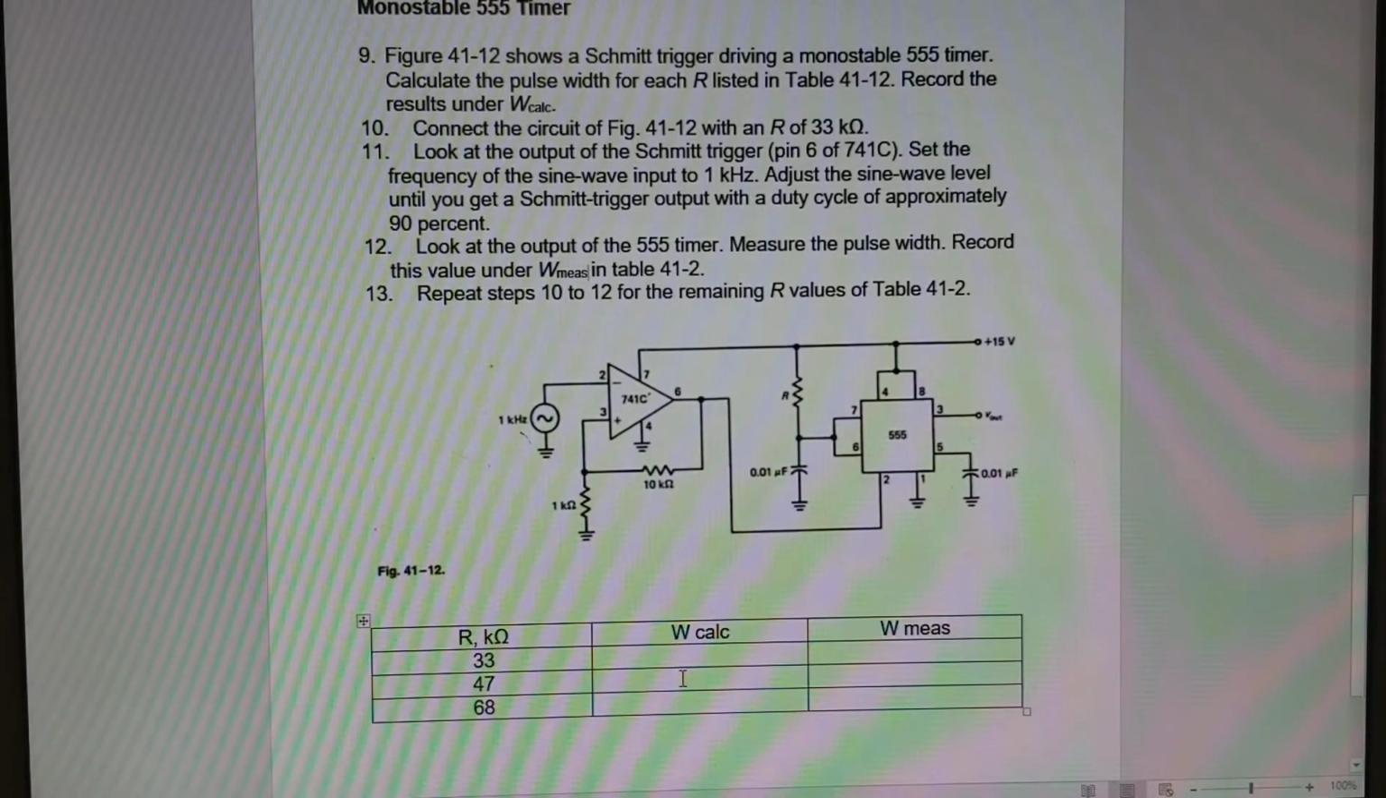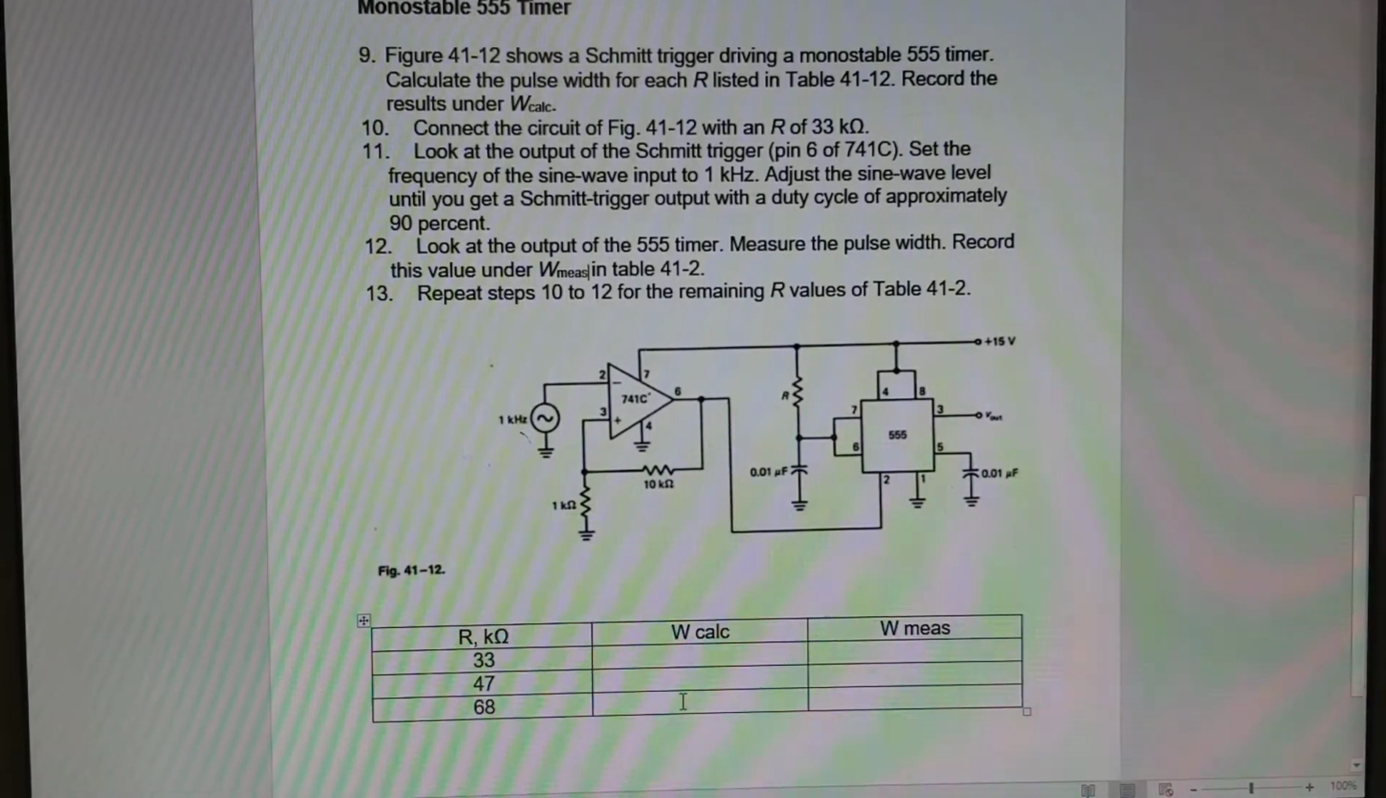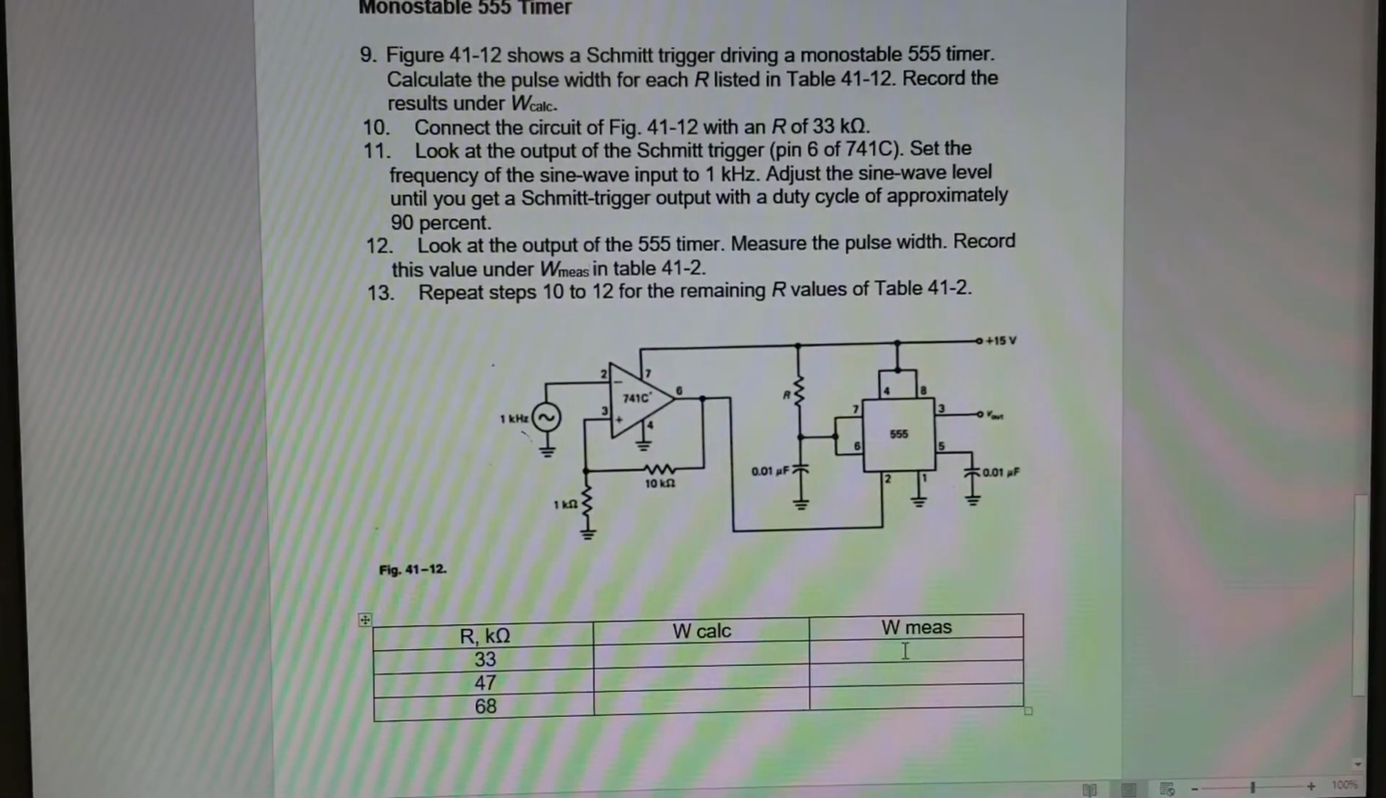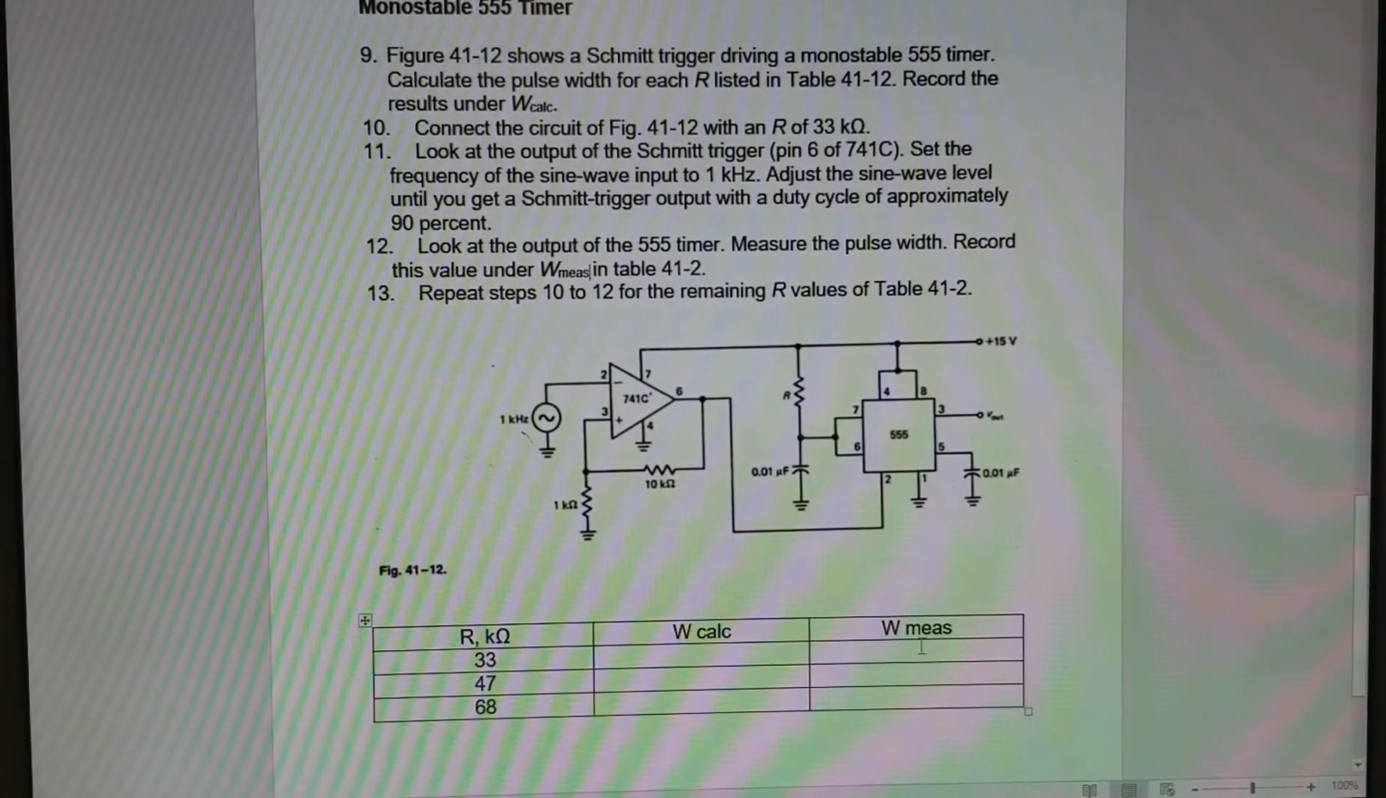For the second resistor that we'll use, we calculated it to be 517 microseconds. And the third value calculated will be 748 microseconds. If you didn't get those values, go back and check what you punched into the calculator. Next, we'll figure out what the measured values are, starting with the 33 kilo ohm resistor.